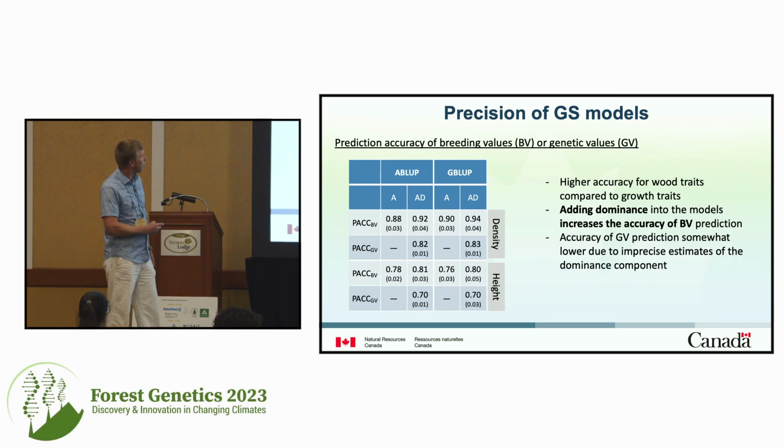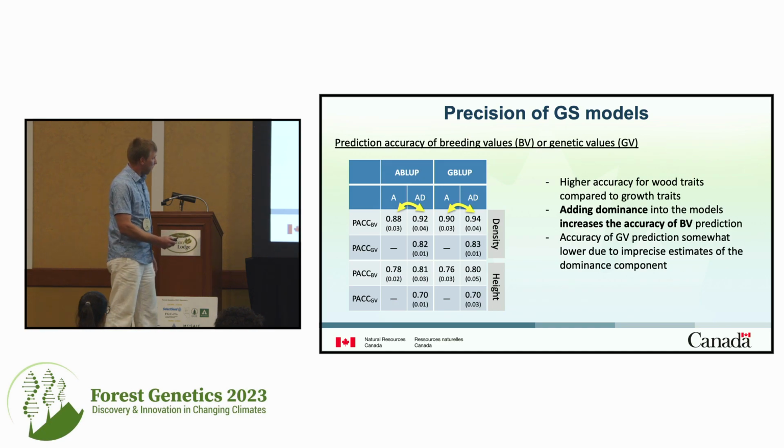This is the prediction accuracy of breeding values, so the additive part, and the prediction accuracy of genetic values, including the dominance. This is the darker gray part. What we can see here is that we have higher accuracy for wood quality traits compared with growth. But what we also can see is that as soon as we get the dominance component into the models, we can even better predict the breeding values, the additive breeding values, which is good to know.